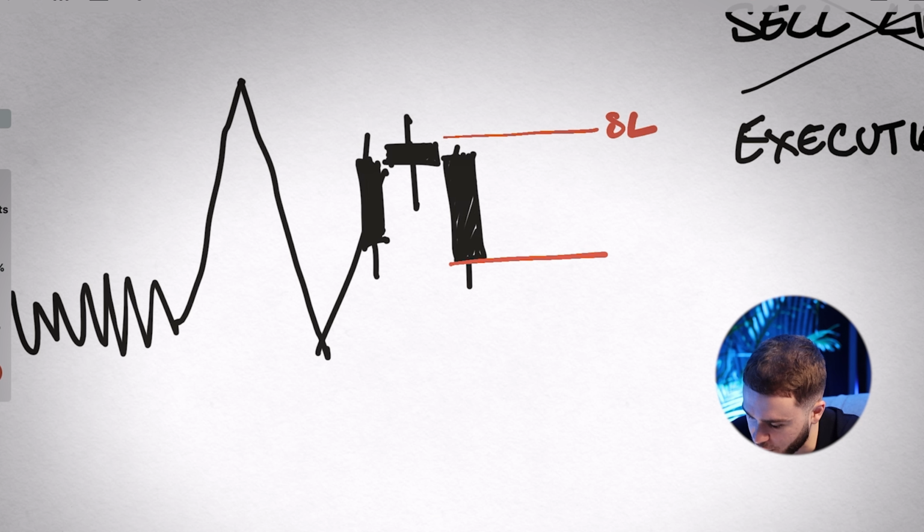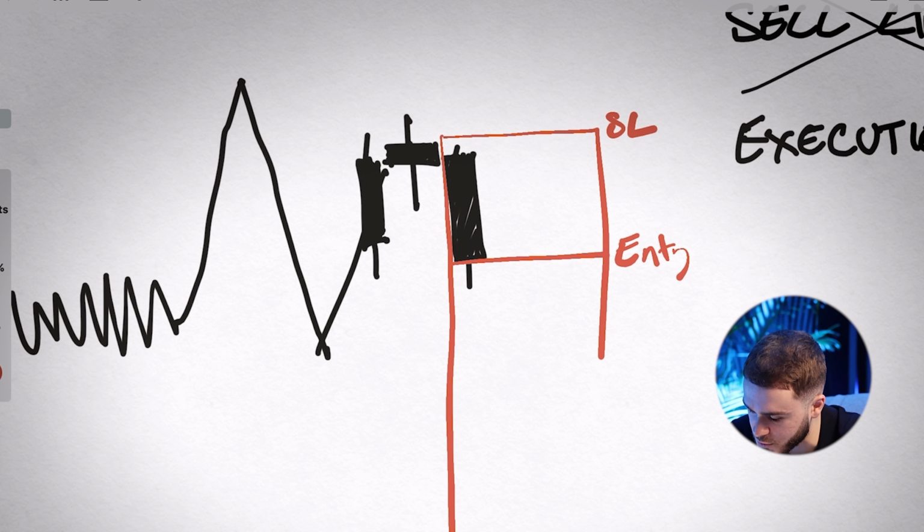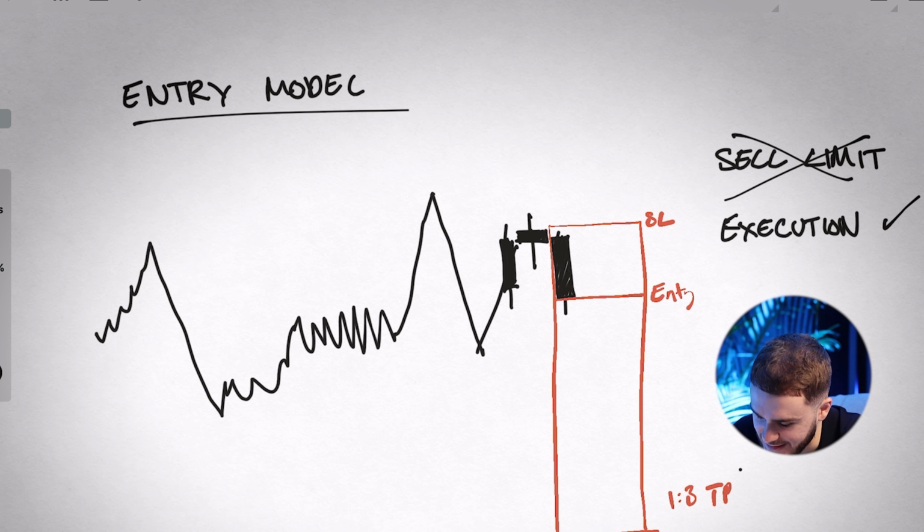Your stop loss is going to be here. And then obviously your take profit is going to be at some reasonable zone. Let's just say you want to keep it as mechanical as possible. Let's just say you go for a 1 to 3 take profit system. This right here is exactly what we're going to be focusing on.